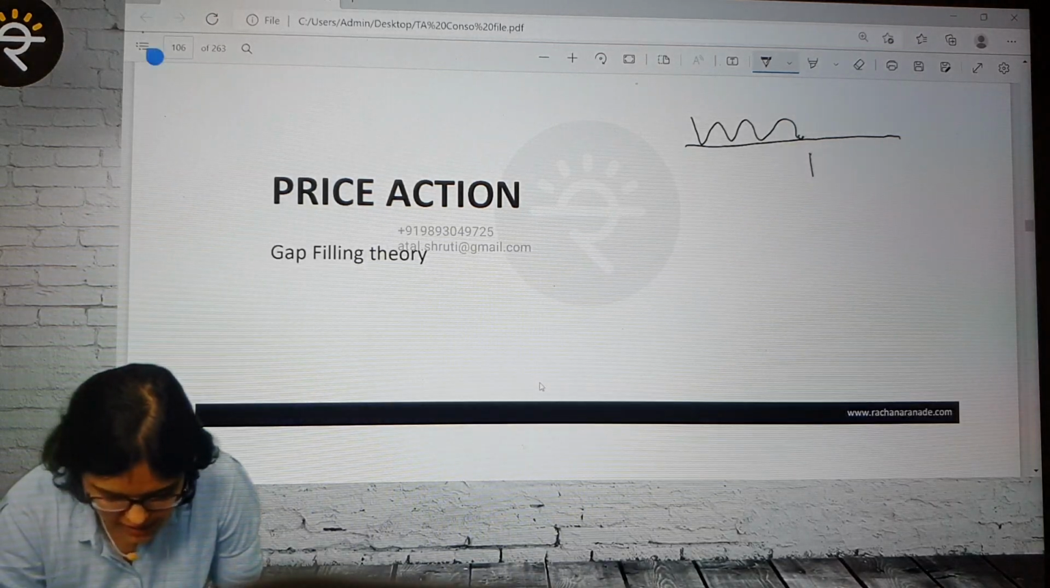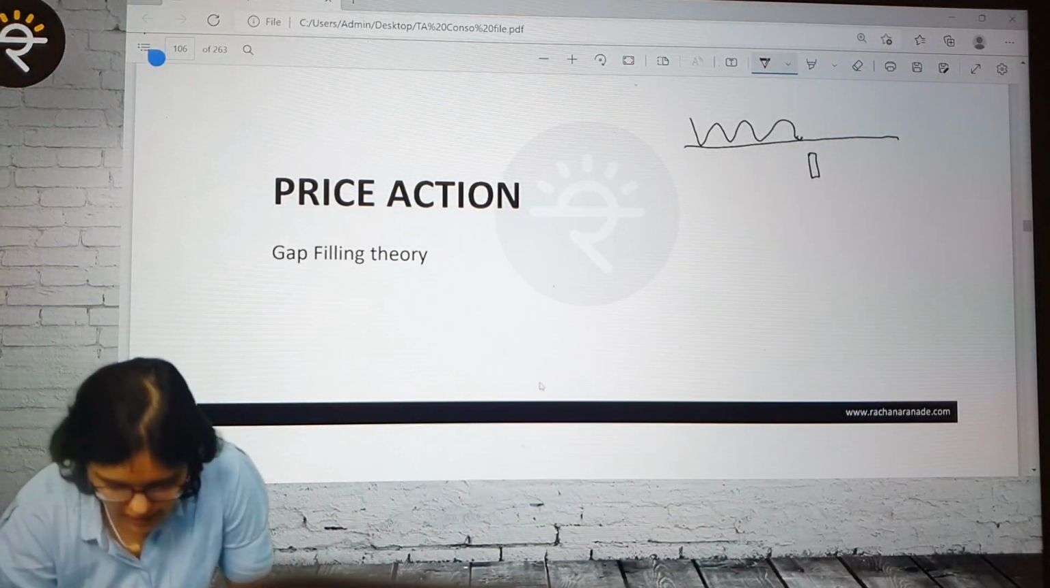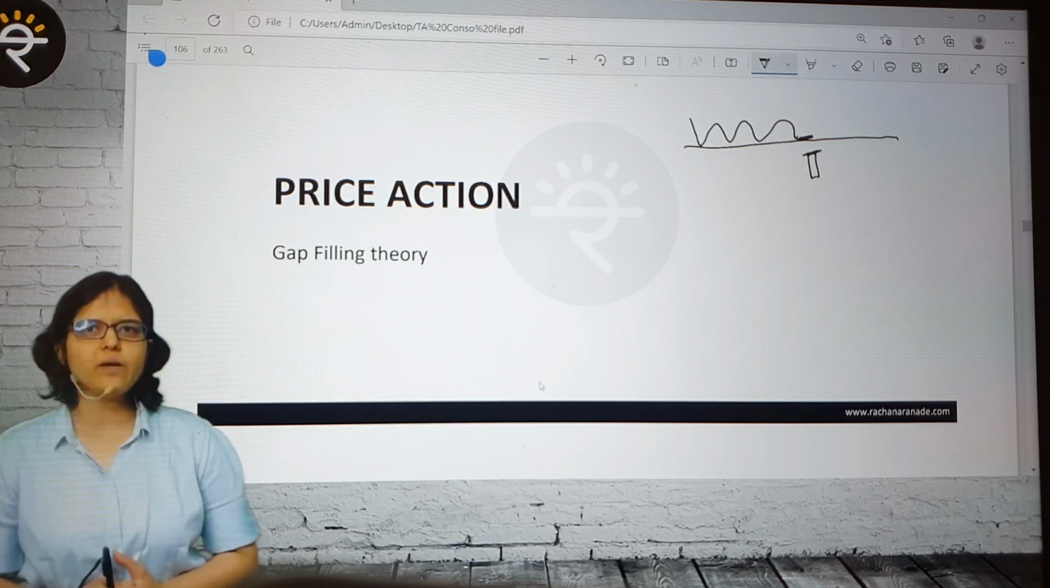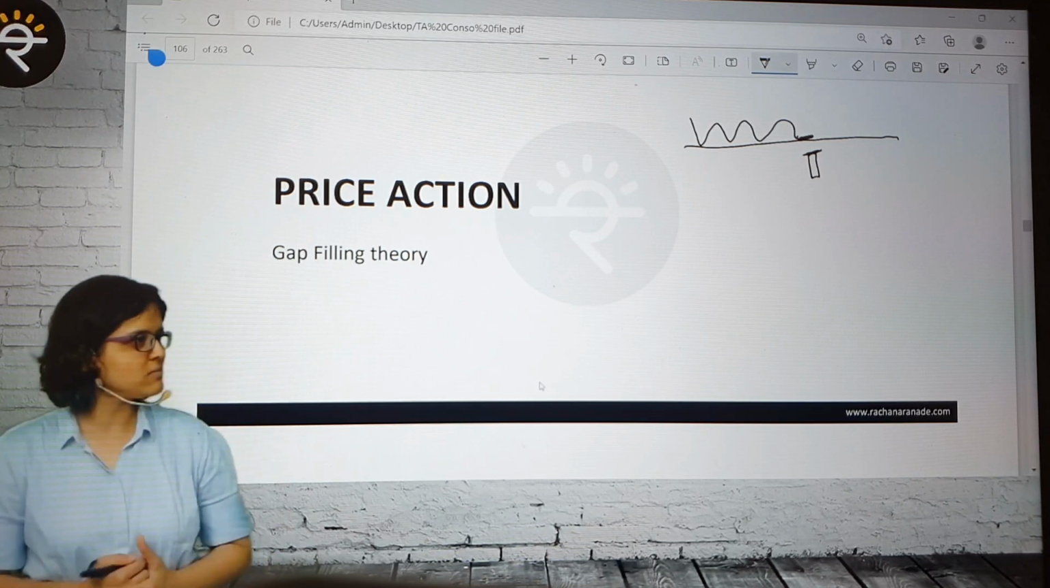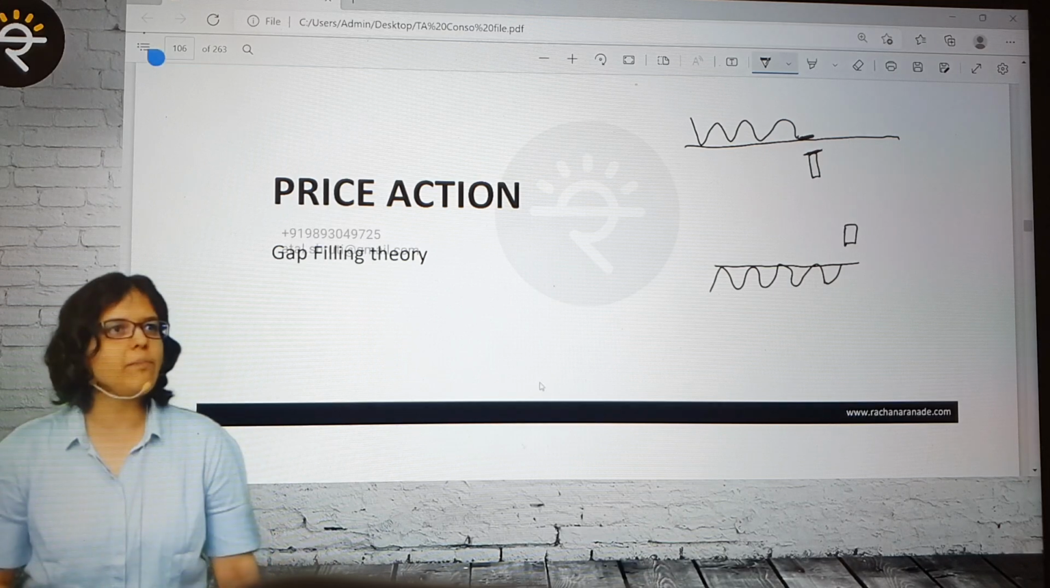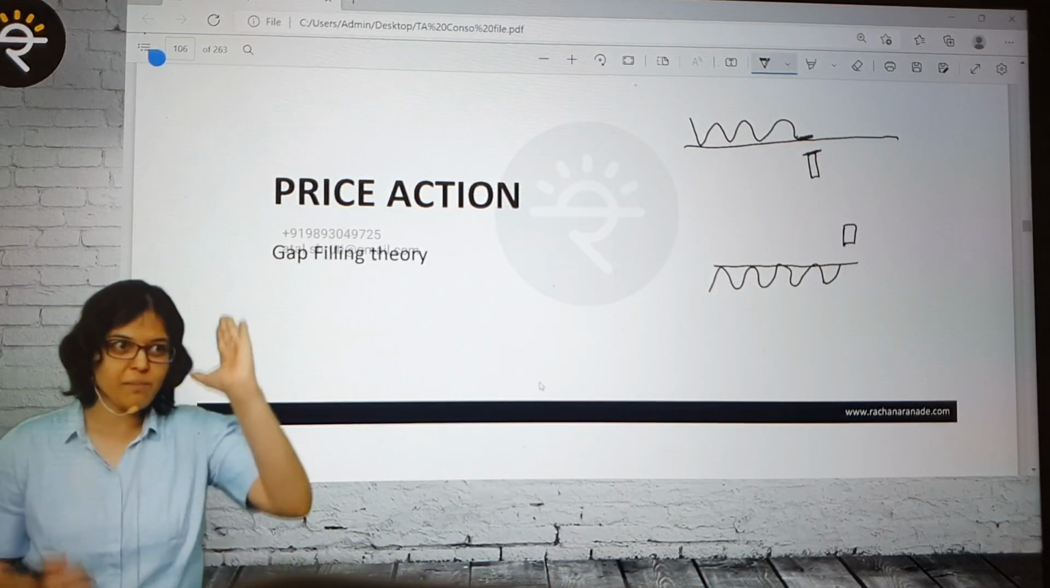From this level, this candle opens up. Can you see a big gap here from here to here? This is a gap, and this is the gap down. Why gap down? Because there was a gap and it opened down. So gap down. Simple. Chalo. 1, 2, 3, 4. Resistance and gap up. Basic stock market. Gap up, gap down.